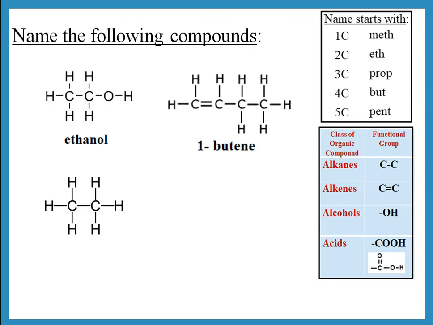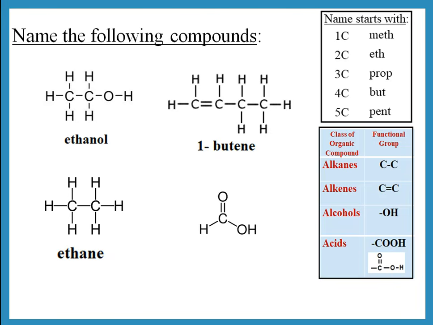This one is just something that has 2 carbons. Also, the name should start with eth. It has only single bonds. It's not an alcohol. It's not an acid. Just has single bonds, so it's an alkane. So this is just ethane. You remember all of this from O level?